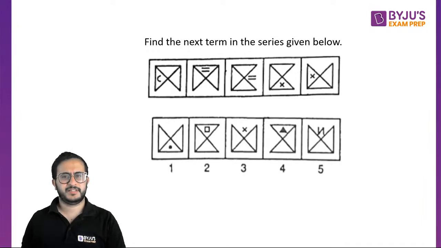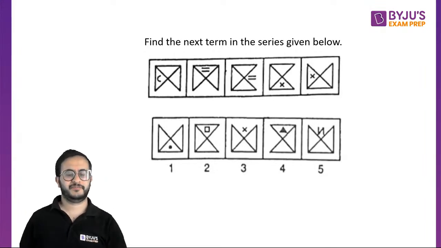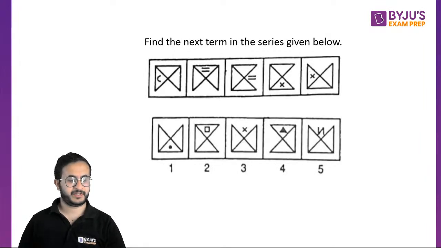Find the next term in the series given below. So there's a series given to us. We have to find the next term. So odd one out is always confusing at times. Like people might have different perspectives on it.